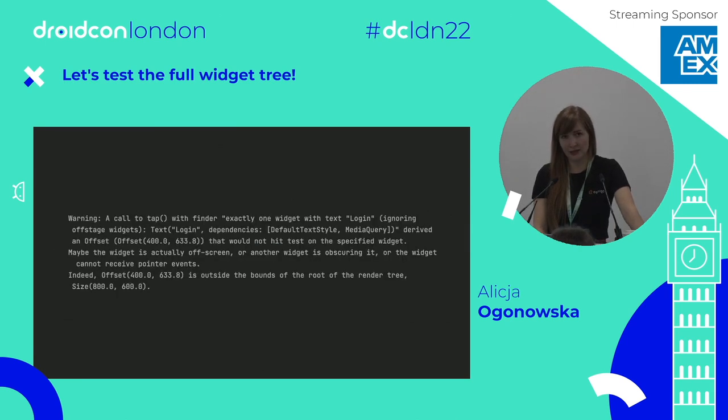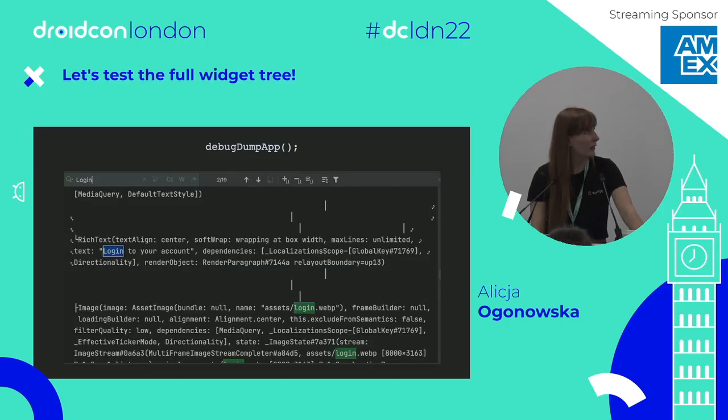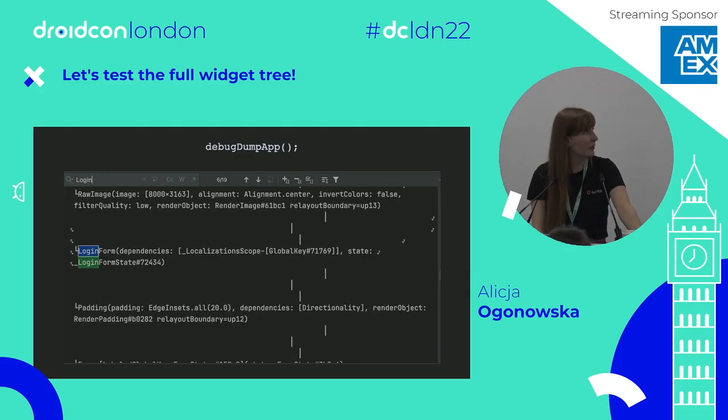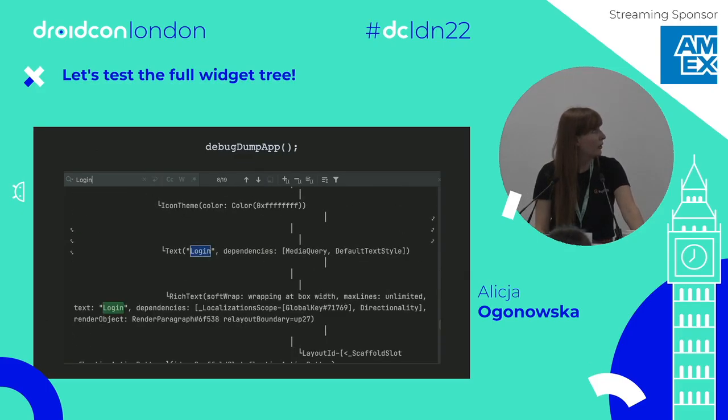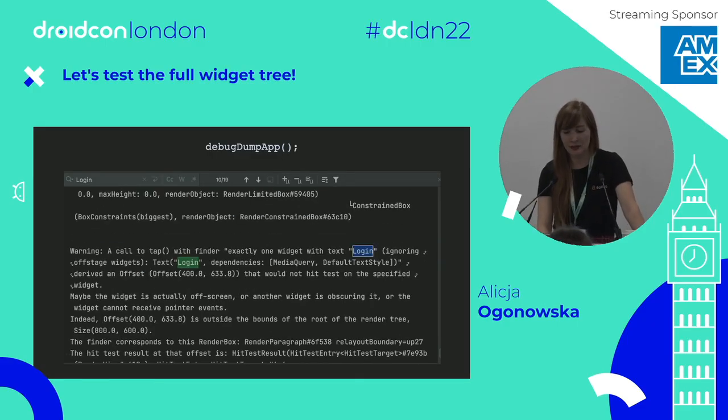And it was a really simple test. I wanted to enter the text into 2 fields and then click on login, but the login button was not found. And actually, there is a cool thing that I hope all of you know, and it's called debugDumpApp, which actually prints the whole widget tree representation to your console. And if you do that, you can check why the login button is not found. As I was searching, I could see the login image, the login form, and also there is this login button, there is this text, but the test is not passing.